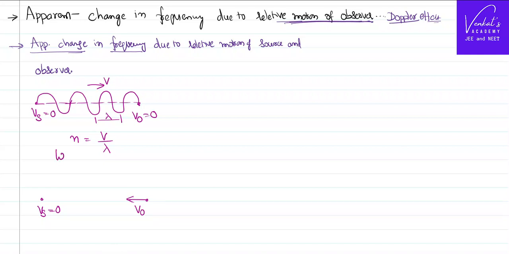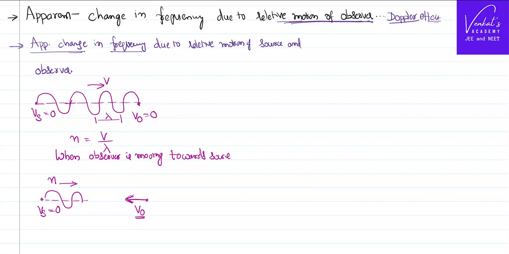So we are talking about when the observer is moving towards the source. What happens is waves reach the observer due to the velocity of sound with a frequency n that is there anyway. But the observer receives more waves as he is also crossing waves. Let me tell you the meaning of this. How shall we understand it?